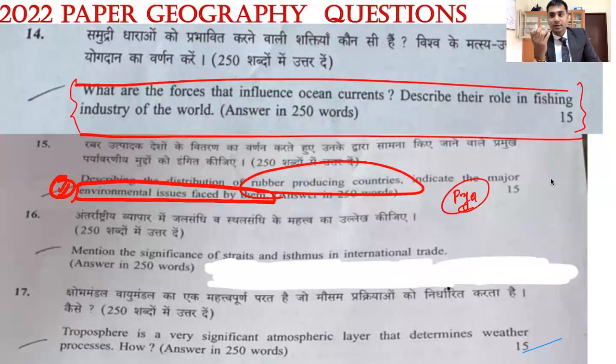We can imagine the scenario. If we know that rubber plants are grown in this area, we can analyze what changes are happening in this area and then derive some answer. I don't say that you will have a pre-defined answer, but you can derive an answer for this. This is the 15th question. Look at the 16th.